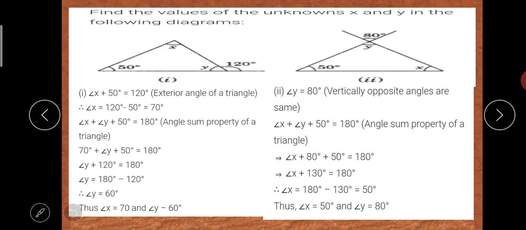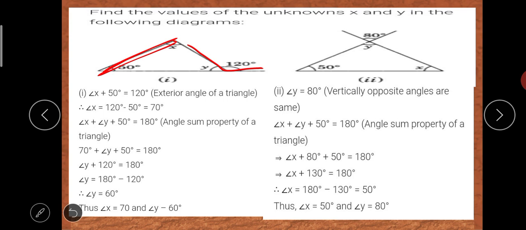An exterior angle of a triangle is equal to the sum of its interior opposite angles. Again I will repeat: the exterior angle of a triangle is equal to the sum of its interior opposite angles. So this is an exterior angle and this is an interior opposite angle. So x plus 50 equals 120. The value of x we will find by subtracting 120 minus 50, we will get 70. So the value of x here is 70.